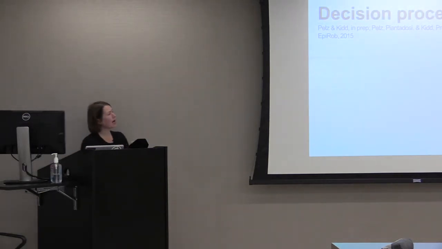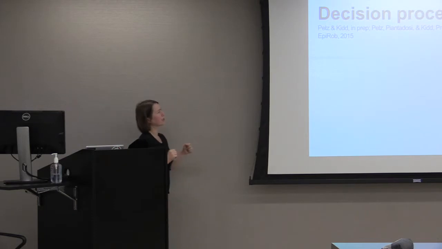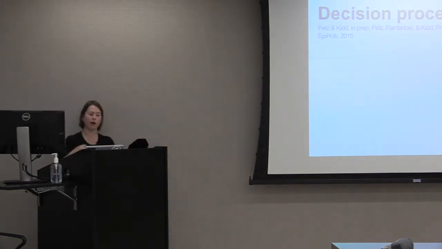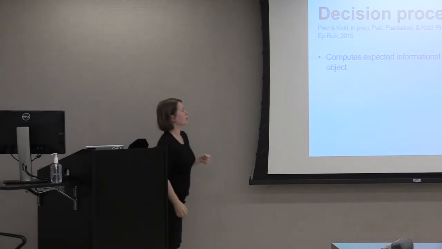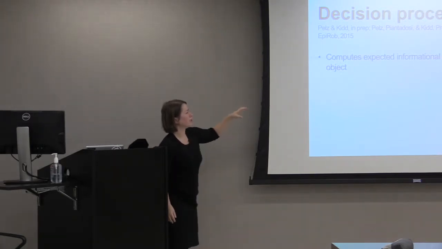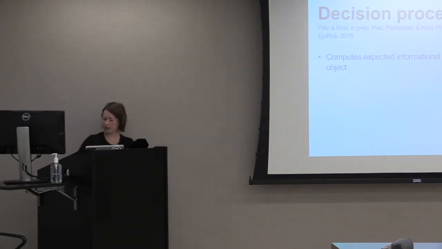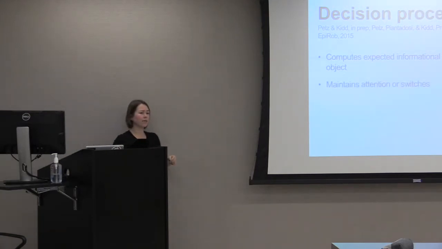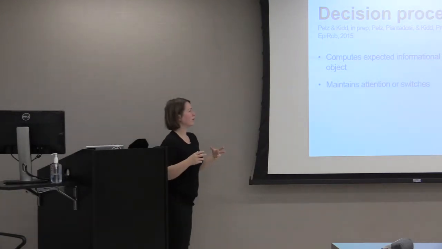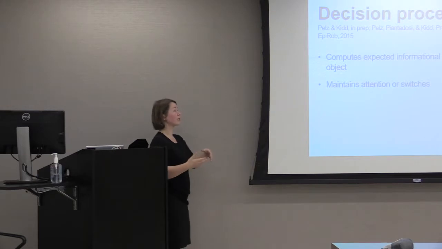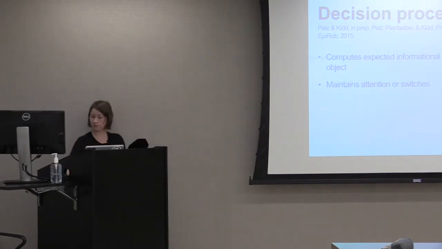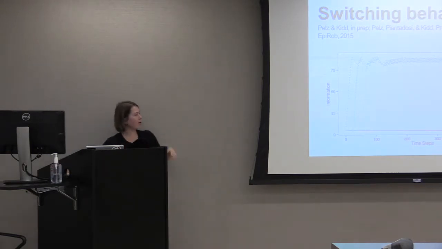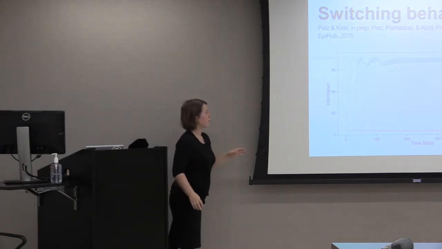Okay, and using just these components that I've described, how the model works is this. There's a decision process. At each moment, the model computes the expected information gained from each possible object. And then the ideal learner makes a decision about whether to maintain attention or to switch based on where it expects to acquire the most information. And what you get out from just those simple components is a bunch of very interesting dynamics.